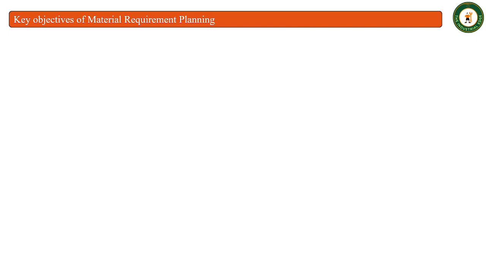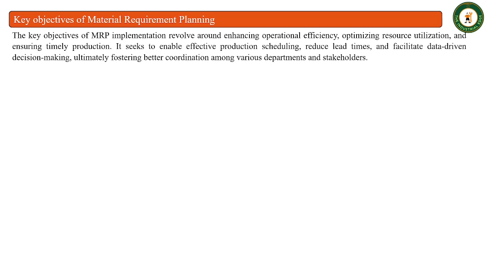Now, the key objectives of MRP implementation. The key objective of MRP implementation revolves around enhancing operational efficiency, optimizing resource utilization, and ensuring timely production. It seeks to enable effective production scheduling, reduce lead times, and facilitate data-driven decision making, ultimately fostering better coordination among various departments and stakeholders. Now we discuss one by one.